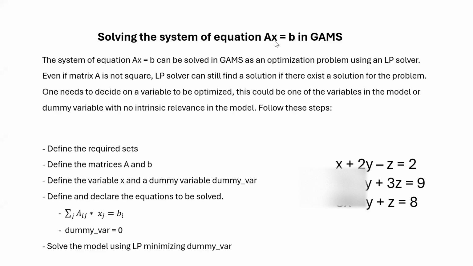So this X is basically the variable that you want to calculate. Your X, Y, and Z will be this vector, and then B will be the right-hand side. Okay. So the system of equations AX equals B can be solved in GAMS as an optimization problem. So that's one way you can solve it.